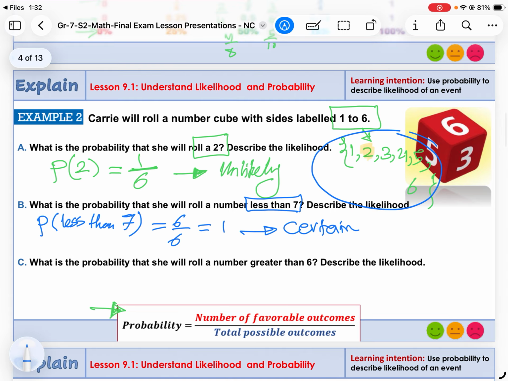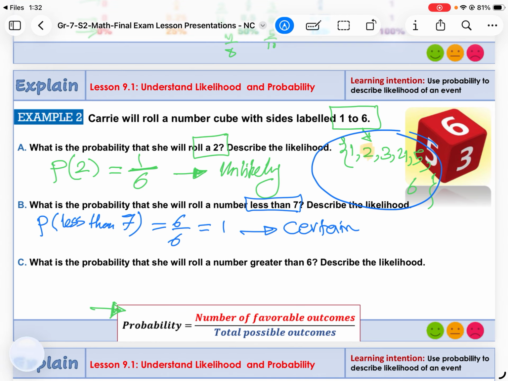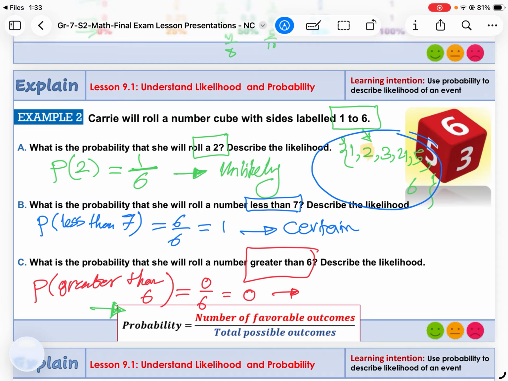Okay. Here, the final one. What's the probability that you will roll a number greater than 6? So you write P greater than 6, and you check. Do you have a number that's greater than 6 in this list of outcomes? Obviously, we don't, so our answer will be 0 out of 6, and 0 divided by 6, that's a 0. So our likelihood will be impossible.